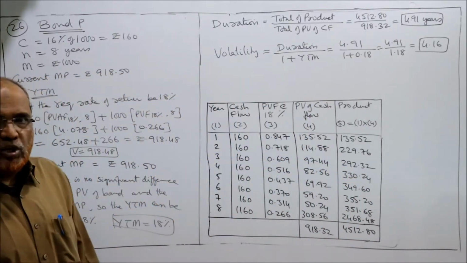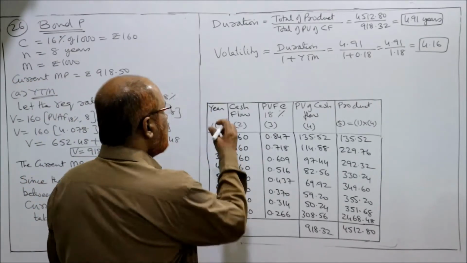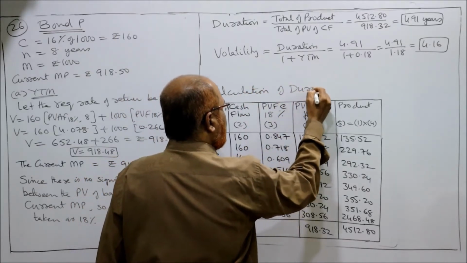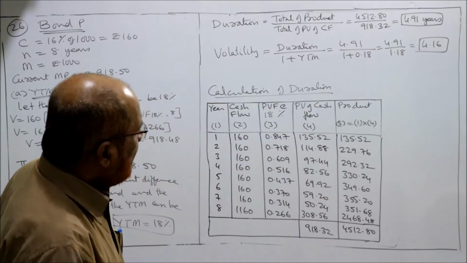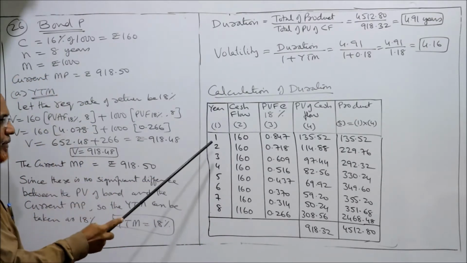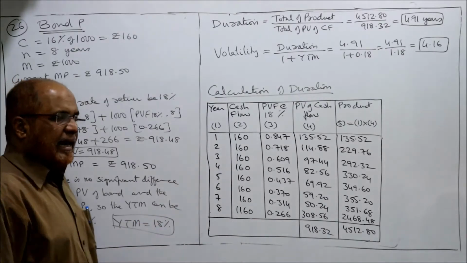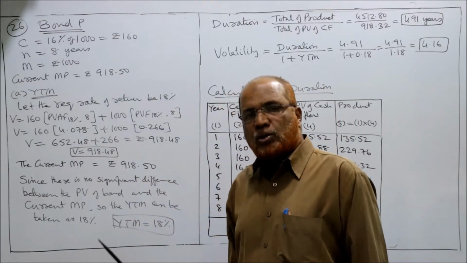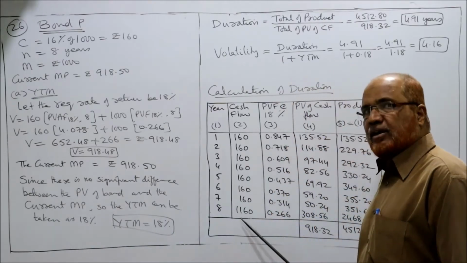Now we have to calculate the duration. Calculation of duration is this one. Year, 8 years is the life of the bond. So cash flow, every year we are getting a cash flow of 160 rupees for 7 years, and at the end of the 8th year the bondholder will get the maturity value as well as interest, both. So 1000 rupees is the maturity value, 160 rupees is the interest. So he will get 1160 at the end of the 8th year.